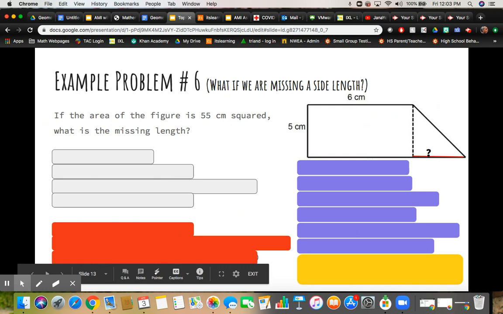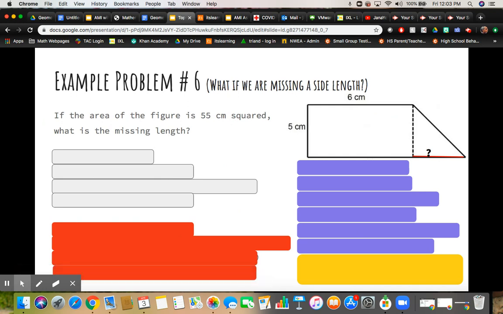So let's look at another area problem, but this time we're going to be missing a length. It tells us that the area of the figure is 55 centimeters squared, and it wants to know what the missing length is. I know that the entire area of the figure is 55. That's the total area. And my missing length looks like it's the base of this triangle here. But before I can do that, let's talk about the area of the rectangle since I have its dimensions.